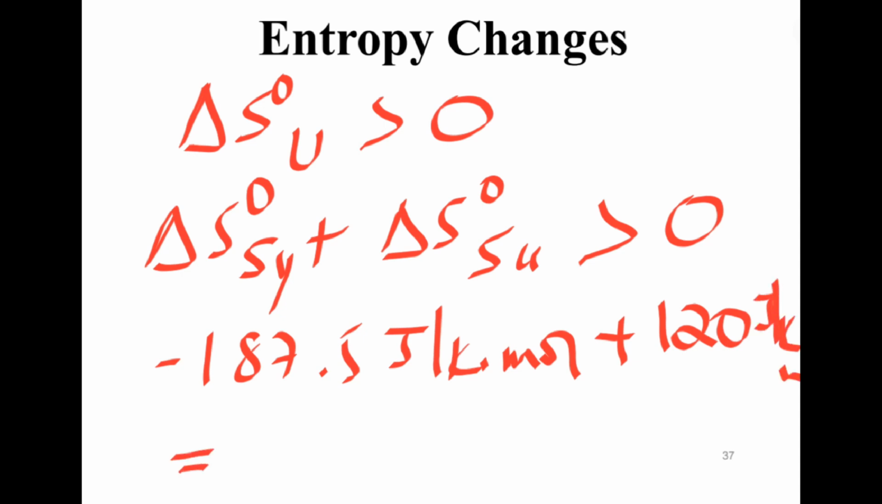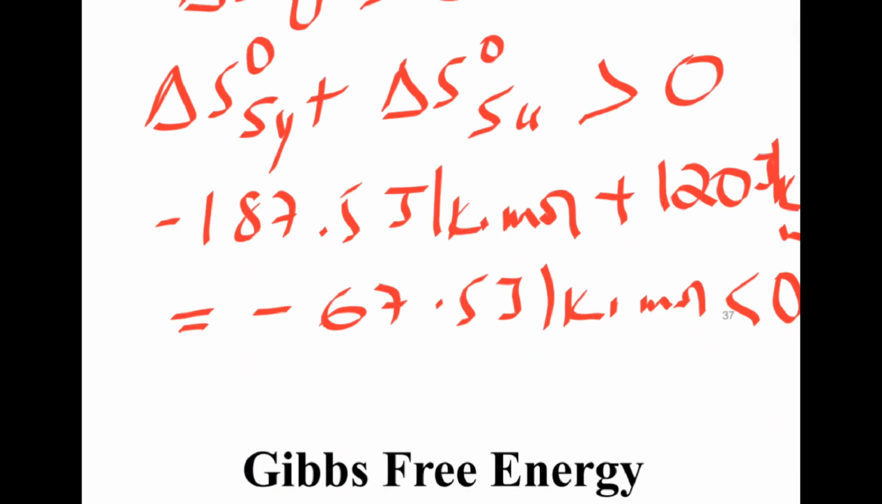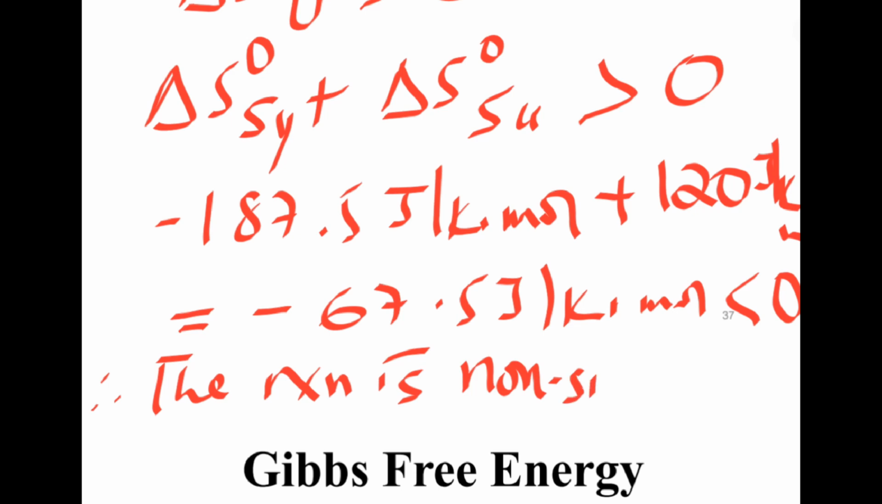If you add this, minus 67.5 joule per Kelvin per mole, which is less than 0. Okay, so because the value that we obtained is negative, which is less than 0, therefore we can say that the reaction is non-spontaneous.